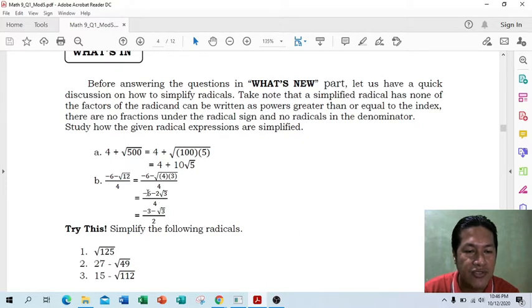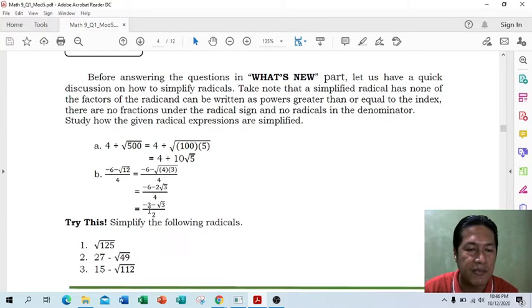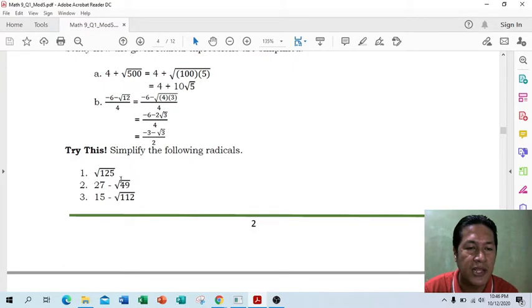And then, meron siyang common divisor, so 2. So, negative 6 divided by 2 is negative 3. And then, si negative 2 divided by 2 is wala na, 1 na. Merong 1 dito. And then, 4 divided by 2 is 2. Ito na yan. So, try this. Simplify the following radicals. Practice.